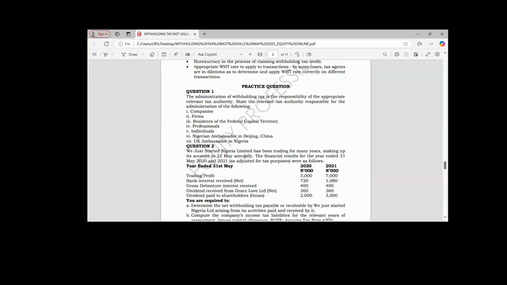So question number 2. We Just Started Nigeria Limited has been trading for many years, making up its account to 31st May annually. The financial results for the years ended 31st May 2020 and 2021, as adjusted for tax, were as follows. We have the figures: trading profit, bank interest received net, gross debenture interest received, the dividend received from Grace Love net, dividend paid to shareholder gross. All are the information provided.